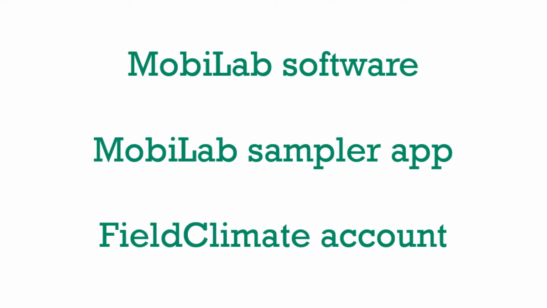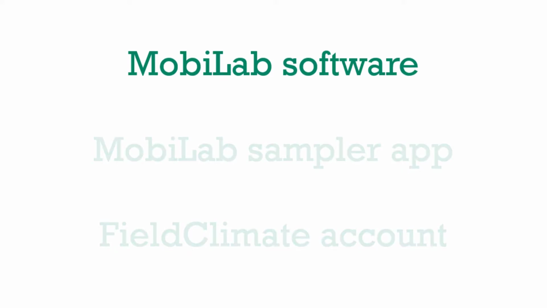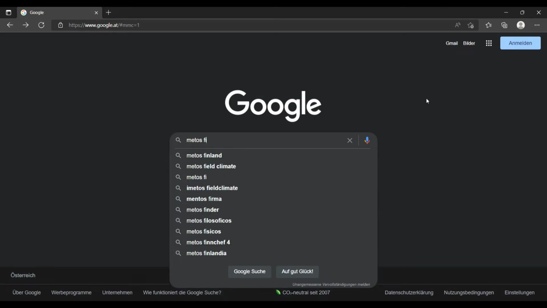For using MobiLab in its full dimension, you need to download the MobiLab software, the MobiLab Sampler App on your smartphone, and you need to create a Fieldclimate account. The MobiLab software must be requested from our support team.